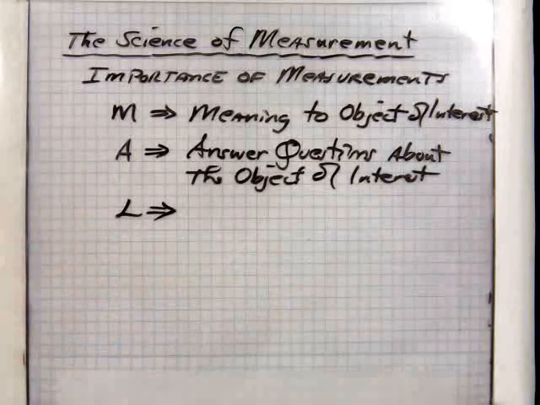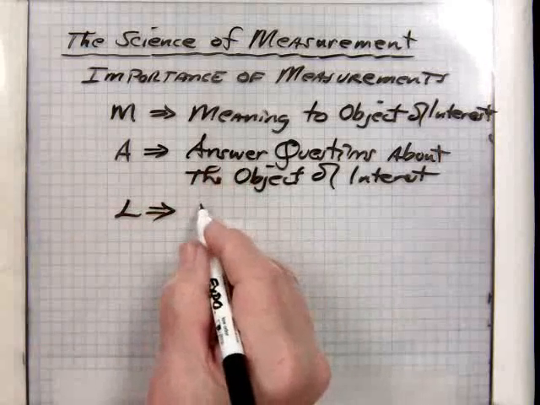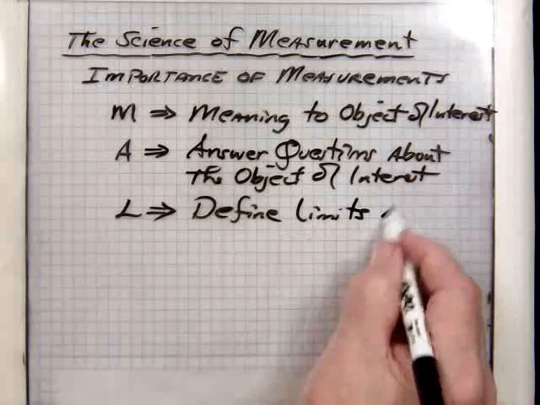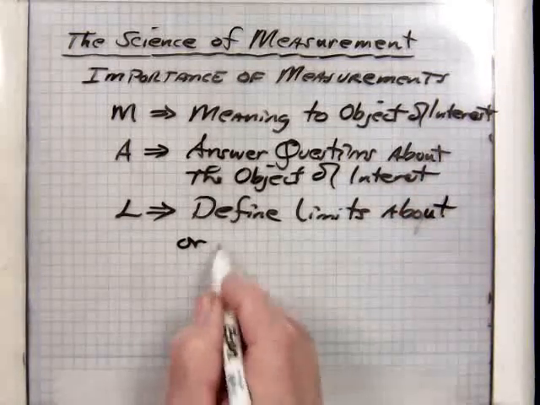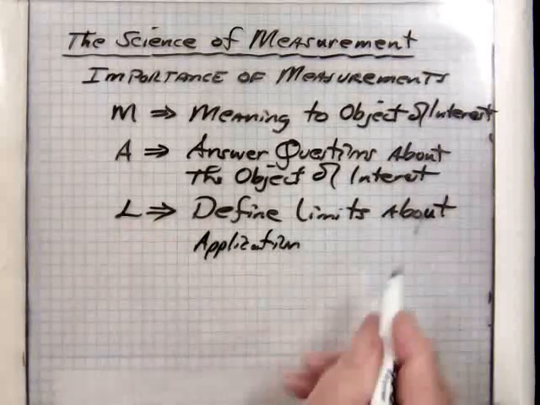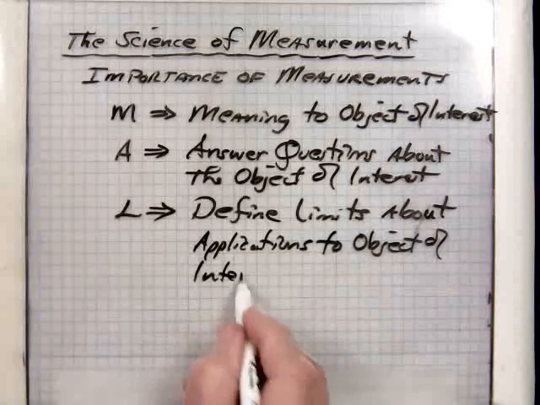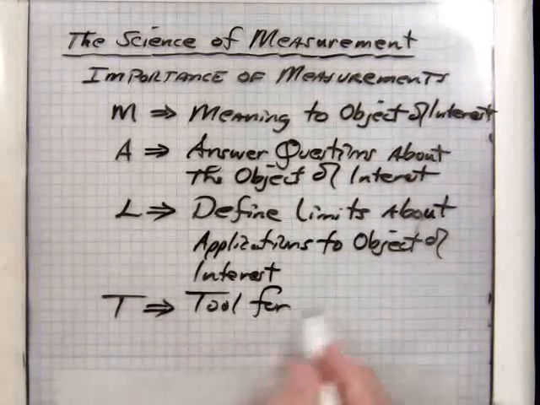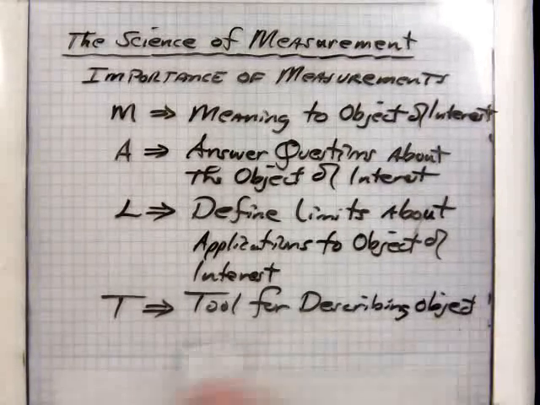They limit applications to the object of interest. They define limits, actually. Limits about or applications. And T, a tool for describing the object of interest.